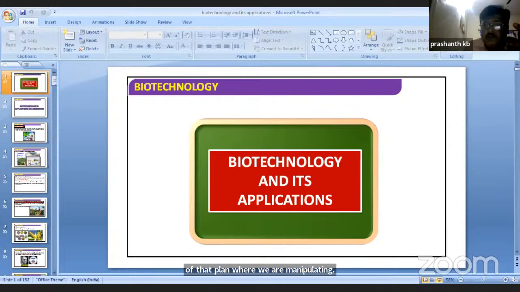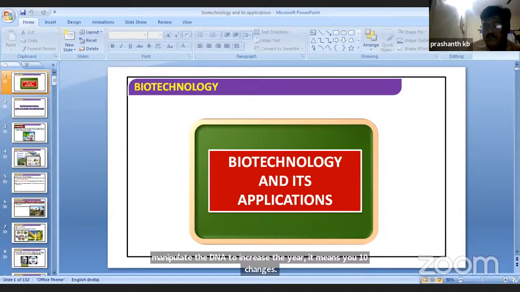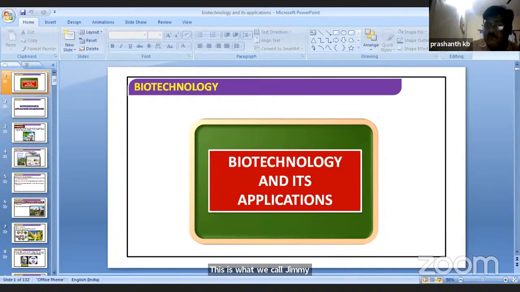For example, in a normal wild variety of tomato, one plant may give around 2 kgs of tomato. If you manipulate the DNA to increase the yield, it may give 10 kgs. So from 2 kgs from one plant, you are getting 10 kgs. This is what we call genetically engineered based agriculture. Not only that, they are improving the quality of the fruit also. They are trying for more sweetness. That is genetically engineered based agriculture. Okay. Next.